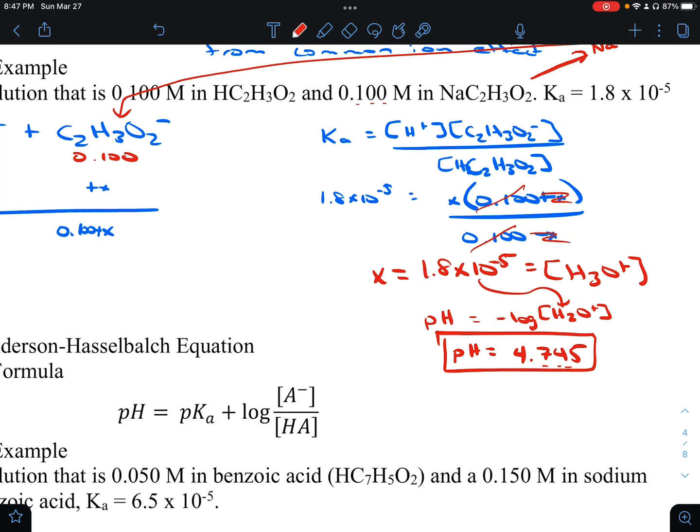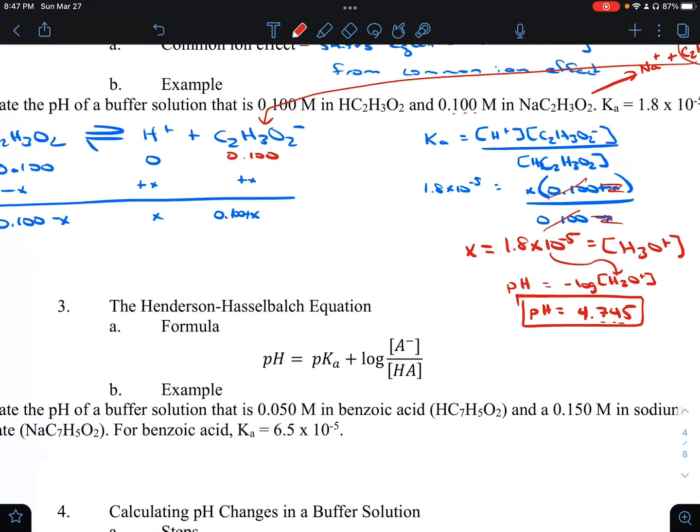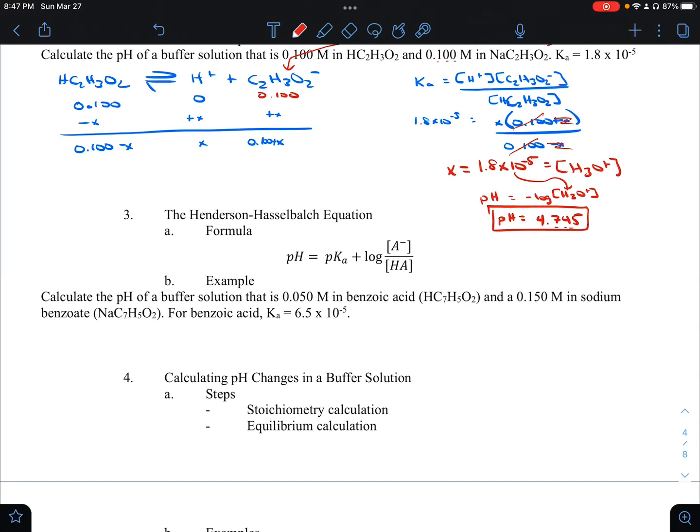Now let's move on just a little bit and try what is called the Henderson-Hasselbalch equation, and this is just supposed to make that calculation very easy. You don't have to use the Henderson-Hasselbalch equation, but you're welcome to if you want to. Here's our Henderson-Hasselbalch: pH equals the pKa, we'll get to that in just a second, plus the log of the concentration of A minus over HA.